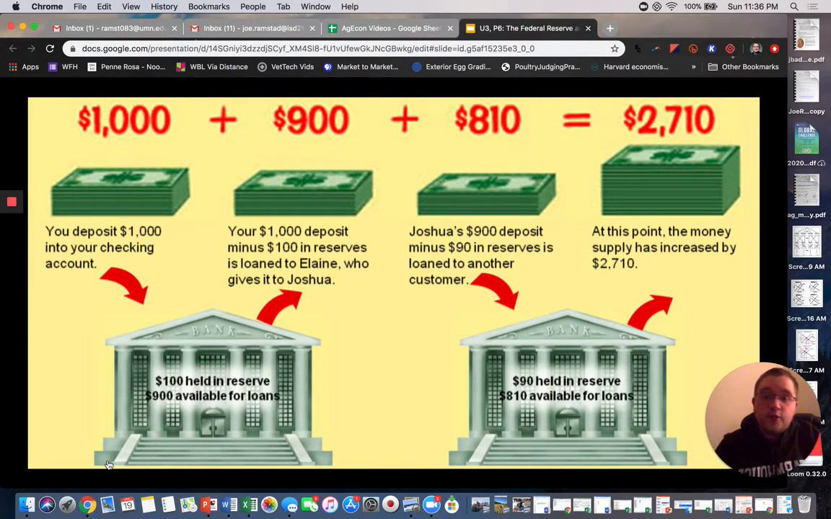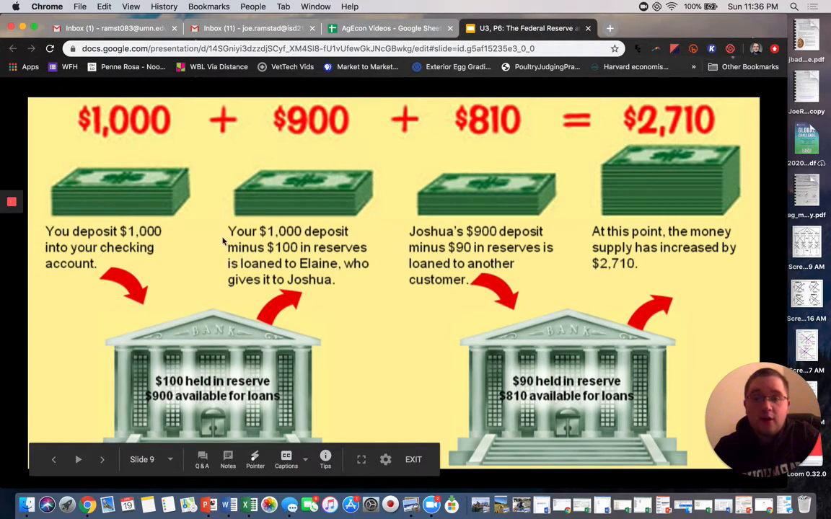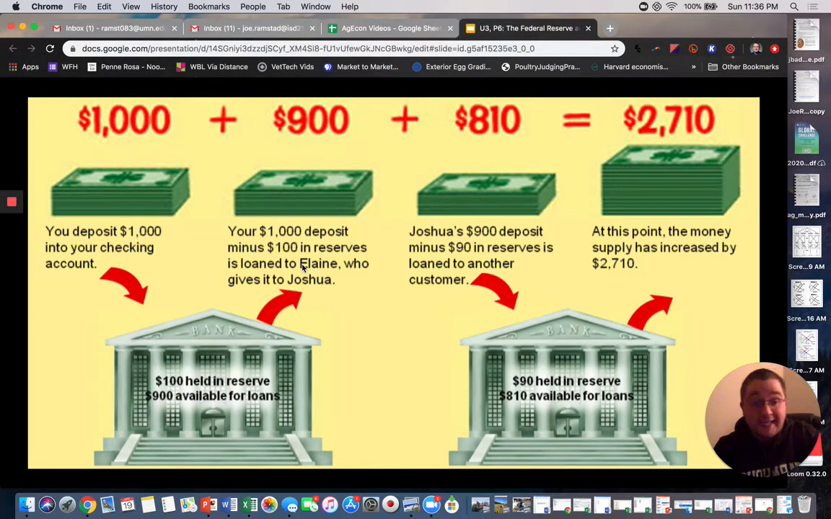Let's assume that you deposit $1,000 into your checking account. So you go into the bank and you turn in $1,000, right? Of that $1,000, $900 is going to be able to be distributed to other people who come to the bank, and $100 is going to be held in a vault in the reserve at that bank. They're going to hang on to $100 of it, and they're going to send out $900 of it. Your $1,000 deposit, minus the $100 in reserves, leaves $900. And this $900 is going to be given to Elaine. And Elaine, let's say that she owes Joshua $900 for rent or for something else.